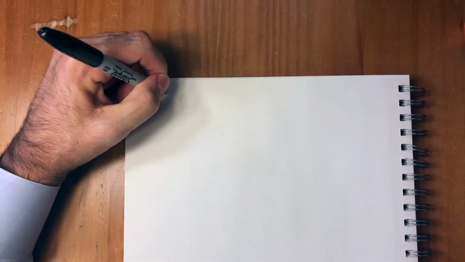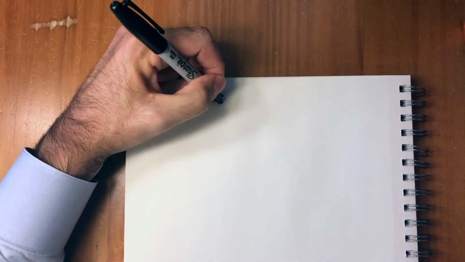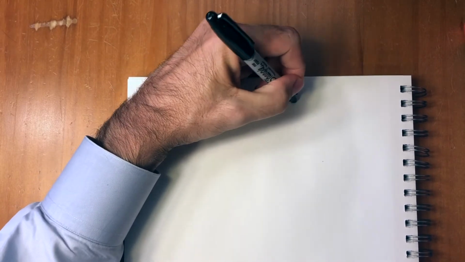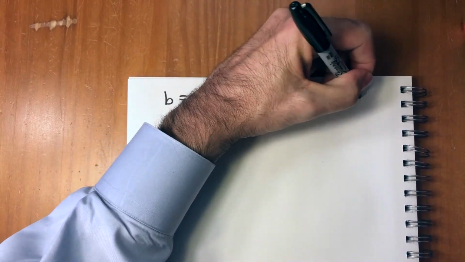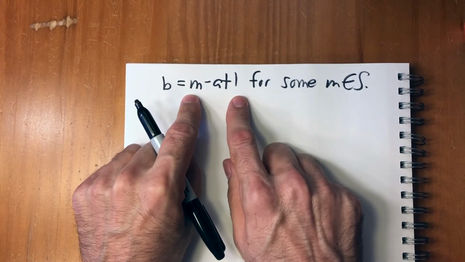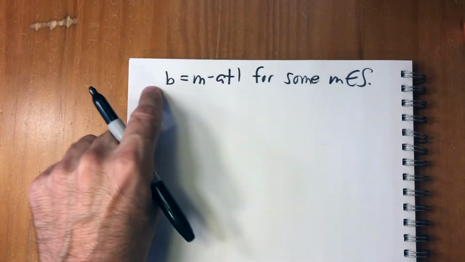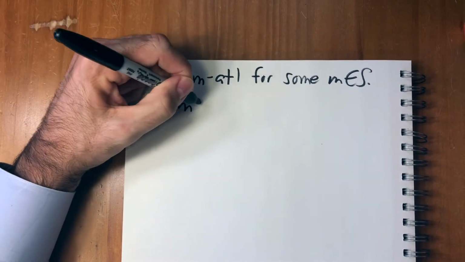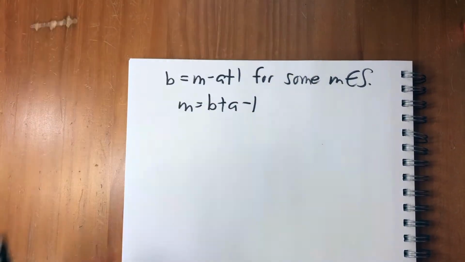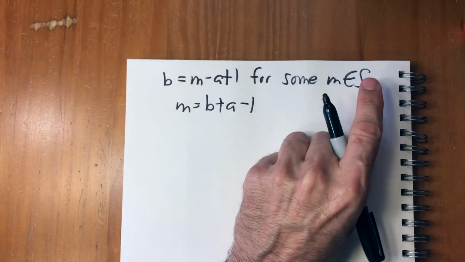So the minimum element b has to equal m minus a plus 1 for some m in S, right? Because that's how we defined it: every element of B is of this form, where m is an element of S, it's m minus a plus 1. So then just moving things over, if this is true, then m equals b plus a minus 1. And m has to be a minimal element of S.